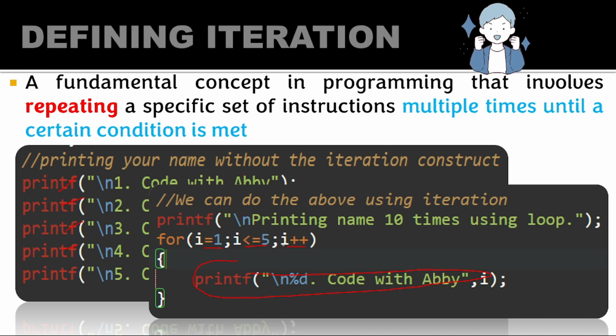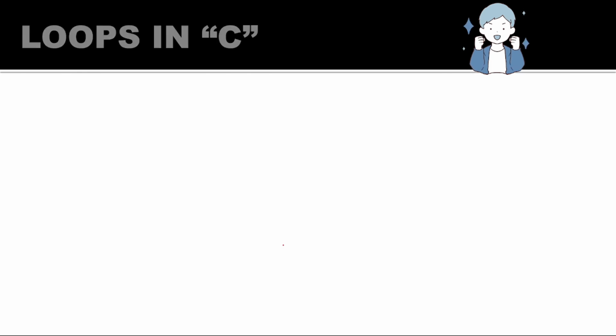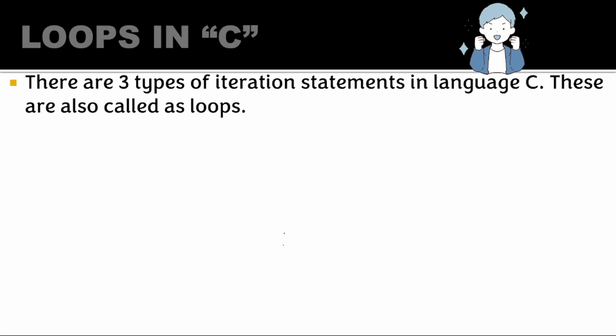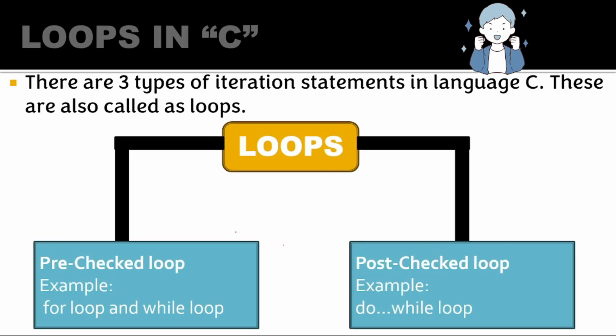So I think you are now pretty much clear that loops are used for repeating a statement or a set of statements as many times as we wish. Broadly, there are 3 types of loops that exist in C language: for, while, and do while. The loops are broadly classified into 2 sections. Number 1 is pre-checked and number 2 is post-checked.